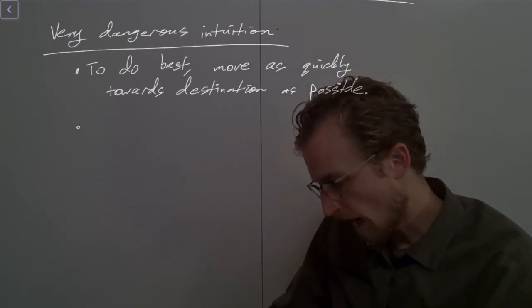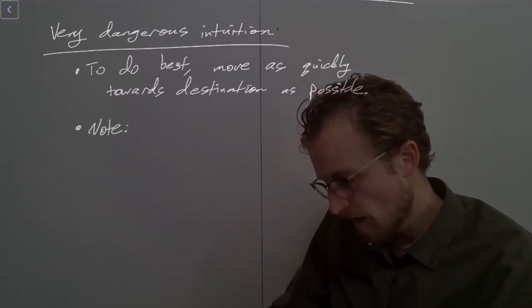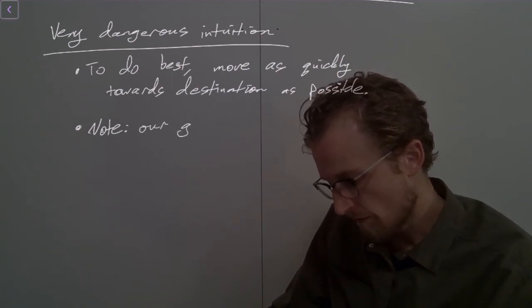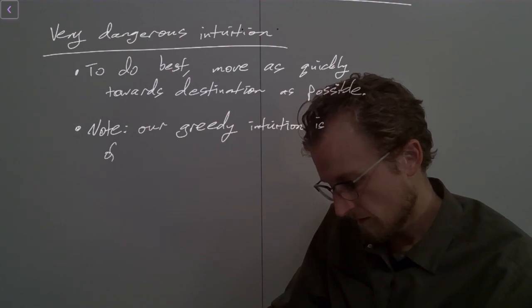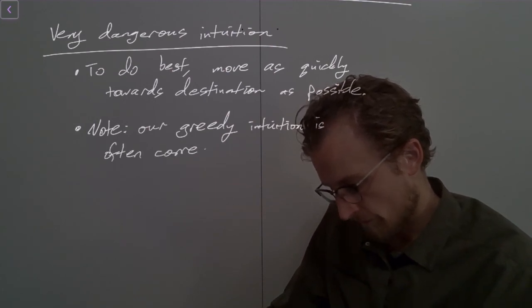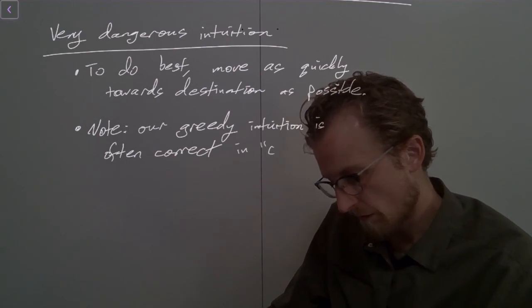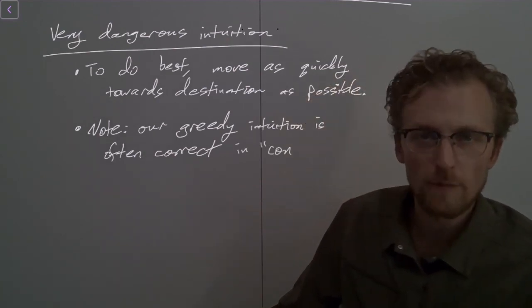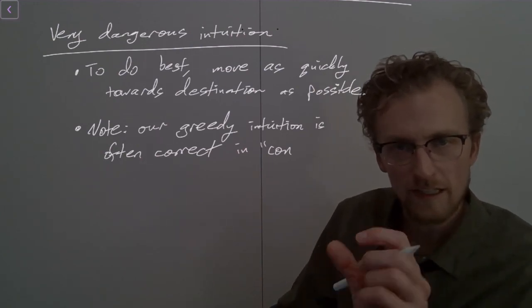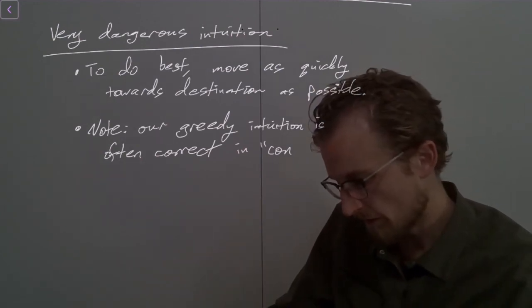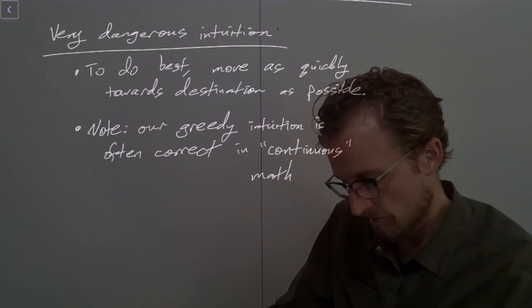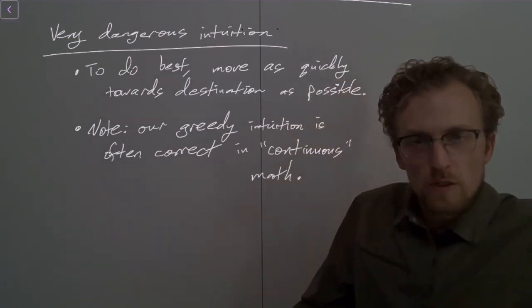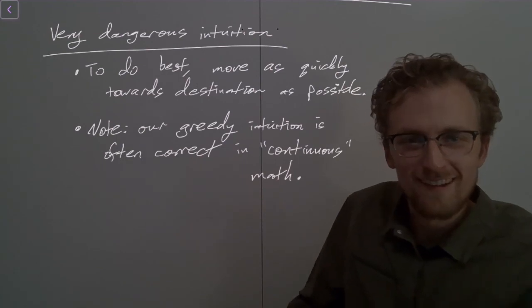So let me just wrap up by writing a quick note that our greedy intuition is often correct in continuous math. So math where we're dealing with real numbers and arbitrary fractions, and instead of having discrete objects that we're trying to manipulate. Continuous math. Okay, but just because it's true in one branch of math does not make it true in our current branch of math.